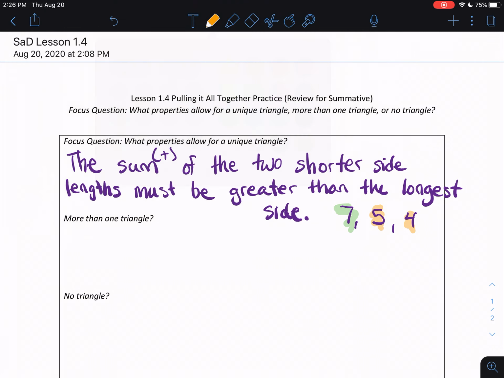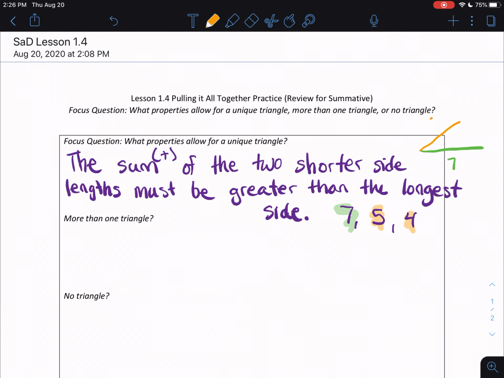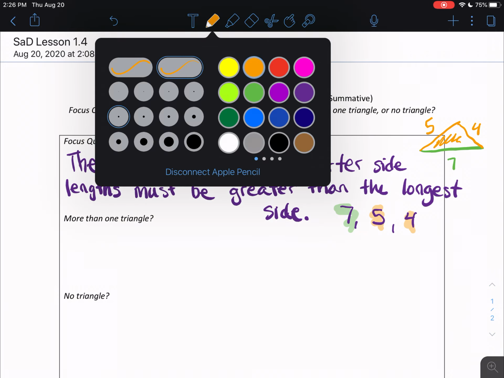So it would look kind of like this. I did not mean to use orange yet. I'm sorry, I need green. If this is my 7, then my two shorter side lengths of 5 and 4 would be like that. That's how we get that area in the middle, because those two side lengths are bigger than the 7, so they have to meet up higher up.